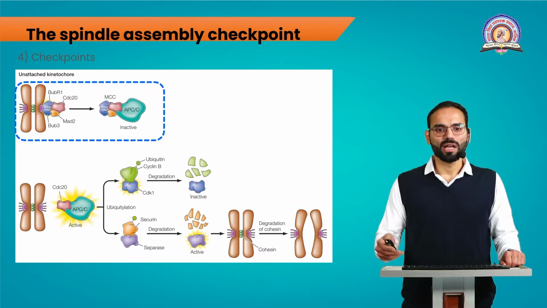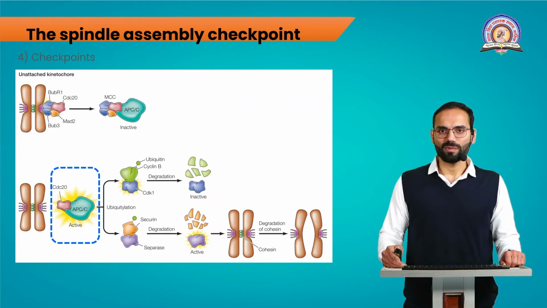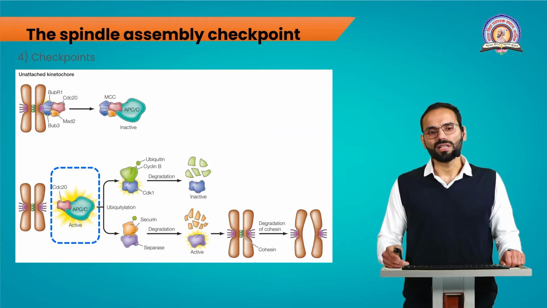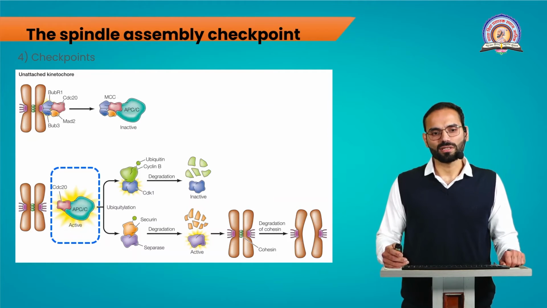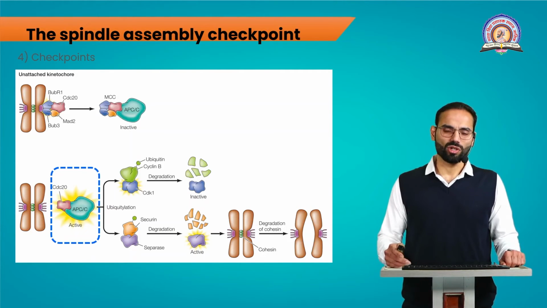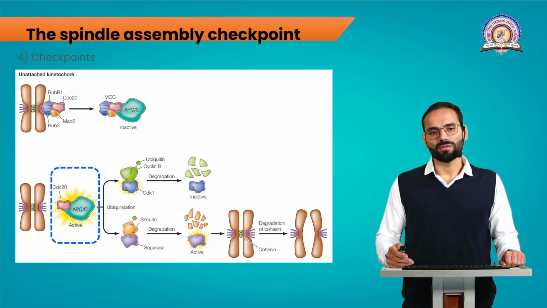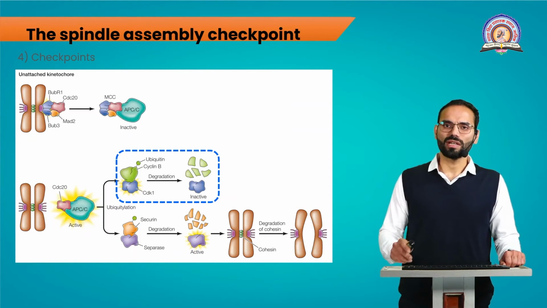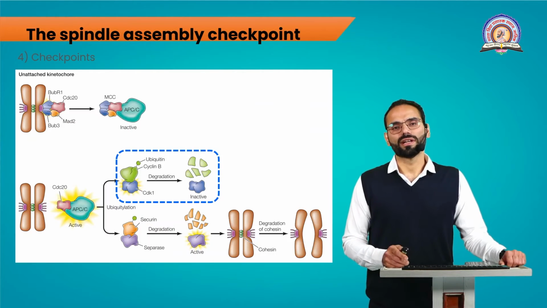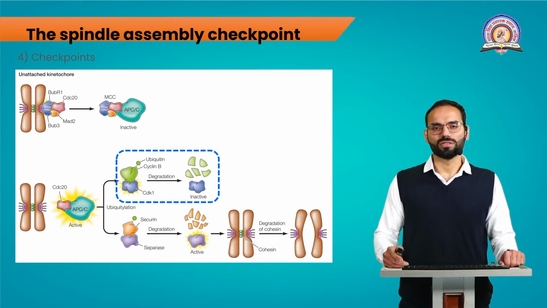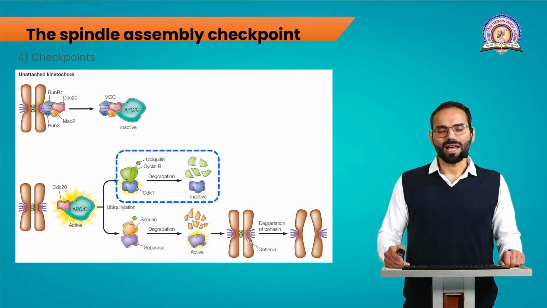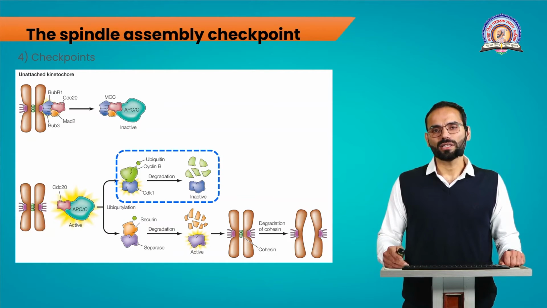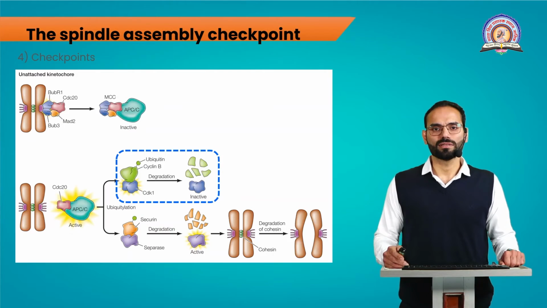On the other hand, if proper alignment happens, that results in the release of CDC20, which activates the anaphase promoting complex. The activation of this anaphase promoting complex works in two different directions. The first and foremost thing which happens is the degradation of the cyclin and the CDK proteins. So there is ubiquitination of cyclin B, which leads to its degradation, and that results in inactivation of the mitotic cyclin CDK complex.